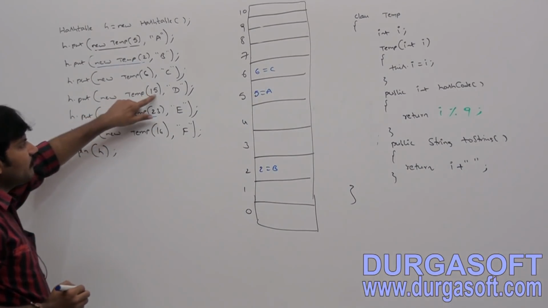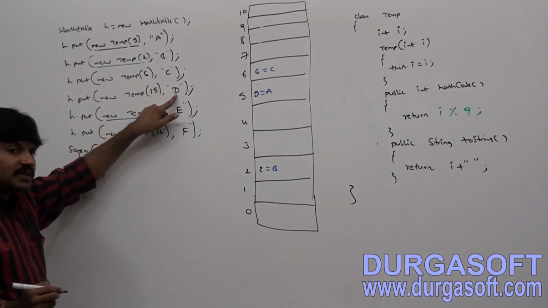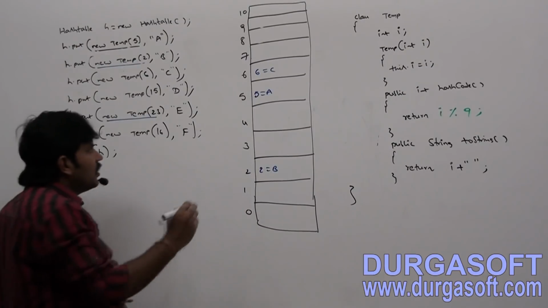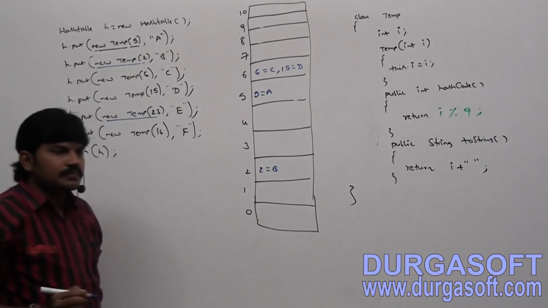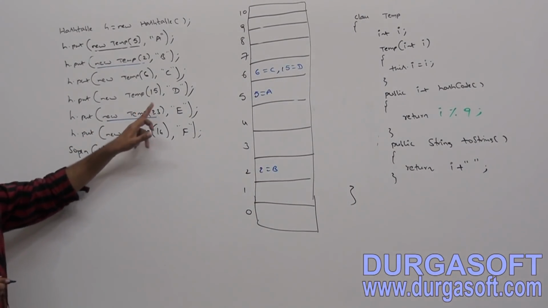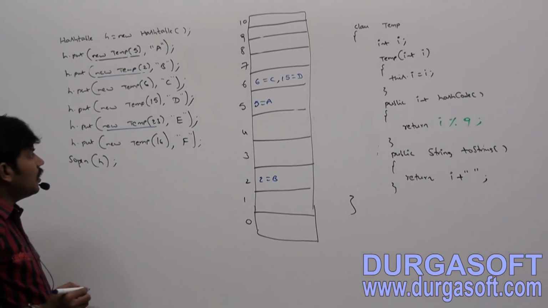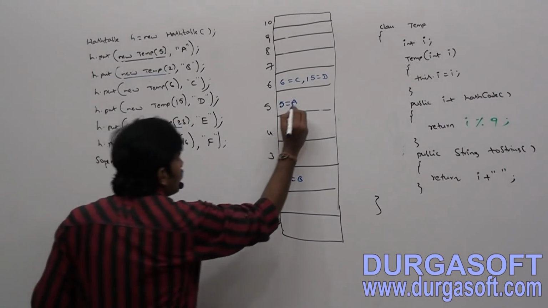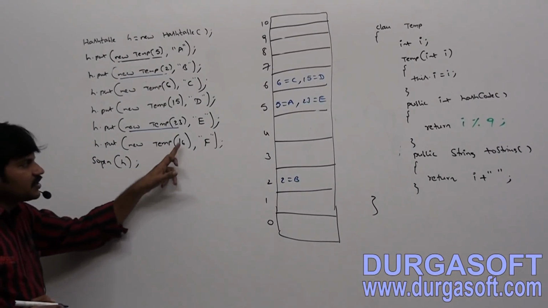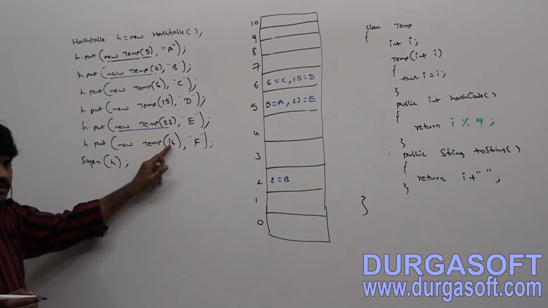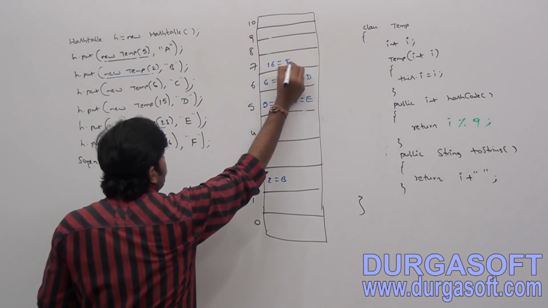That's why. New Temp(15), "D": what about this one? 15 % 9 is nothing but 6. In the sixth bucket, 15 = D is also placed. Next, new Temp(23), "E": 23 % 9 is 5. In the fifth bucket, 23 = E placed. Next, new Temp(16), "F": what is the answer? 7. 16 % 9 is 7. In the seventh bucket, 16 = F.